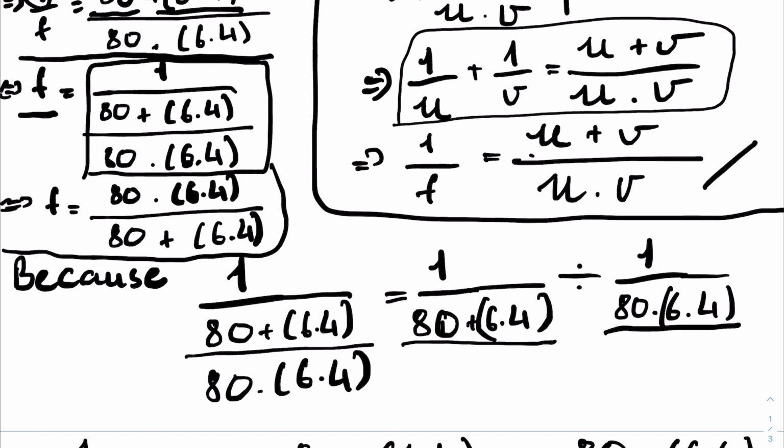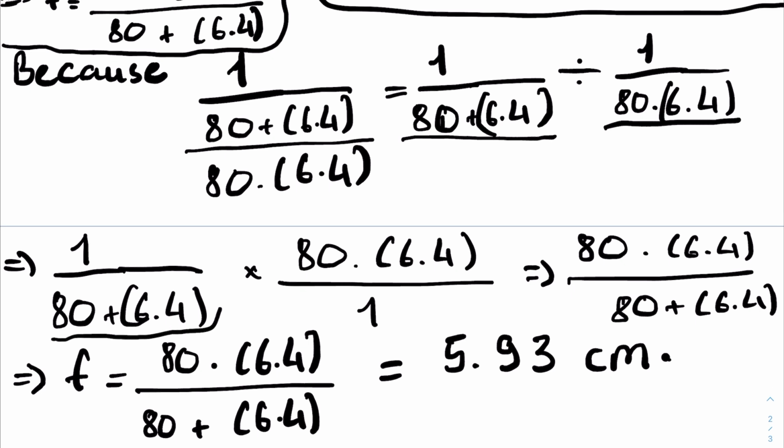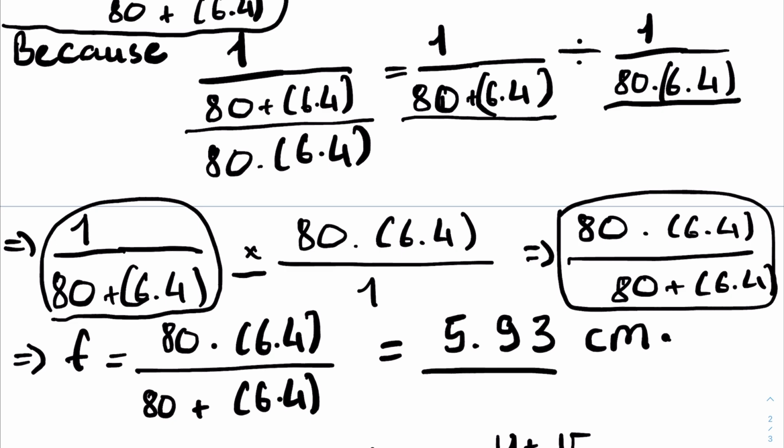Meaning that 1 over (80 plus 6.4) will be multiplied by (80 times 6.4) over 1. After this step, the question transforms to a simple calculation. So we will have the answer of about 5.93 centimeters.